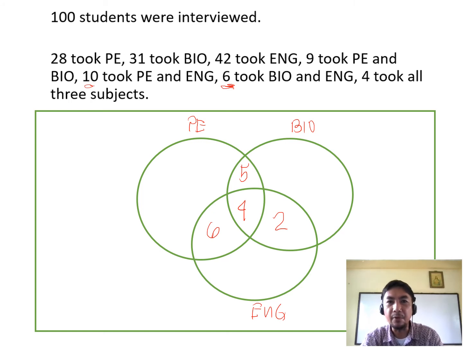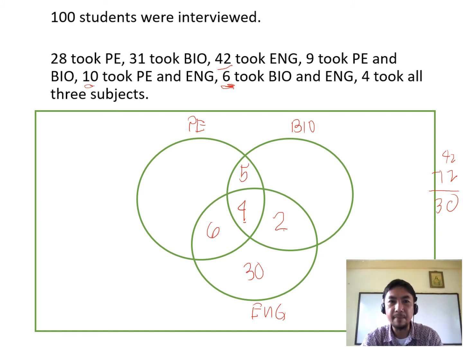Sabi dito, 42 took English. So, pag-usapan natin yung English. So, meron ka ng 6 plus 4 plus 2. Diba? That means, that's 12. So, what we're going to do is to subtract 42 by 12. Saan galing ulit yung 12? 6 plus 4 plus 2. So, that means you are given 30. So, ilalagay mo dito yung 30.